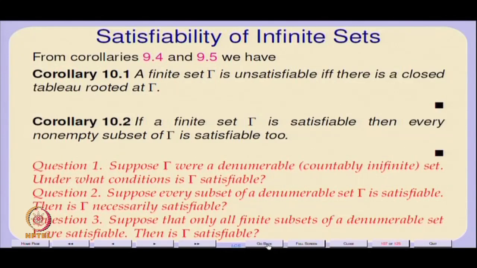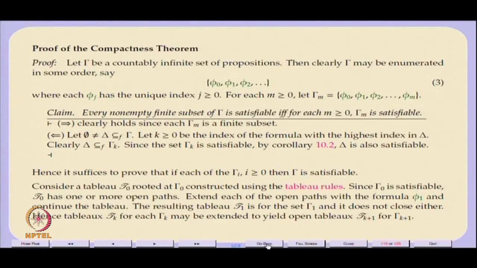Now the proof of the compactness theorem reduces to essentially showing that if each of the gamma i's is satisfiable, then gamma is also satisfiable. So, what do we do? I am going to use the tableau method. I start with gamma naught, which just consists of that formula phi naught. Create a tableau for it.